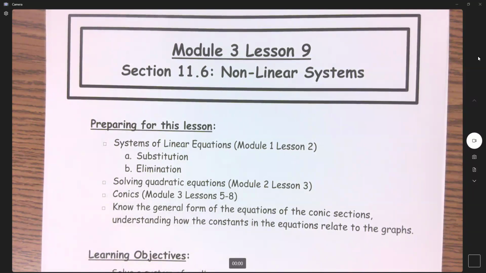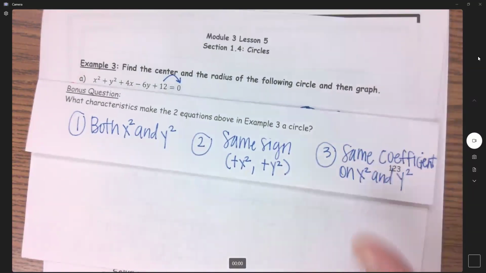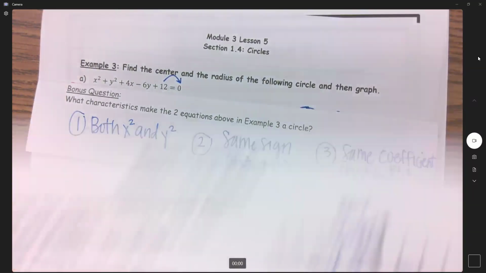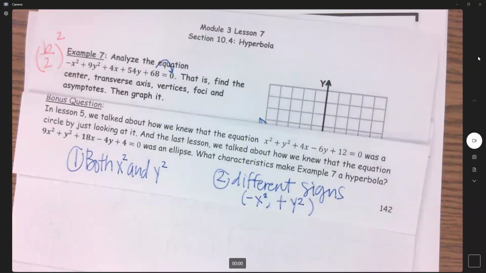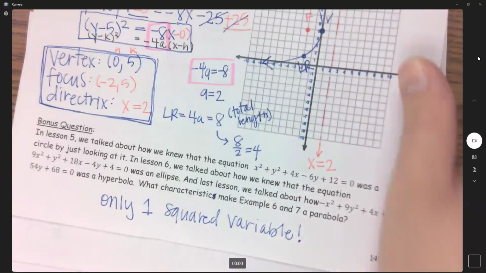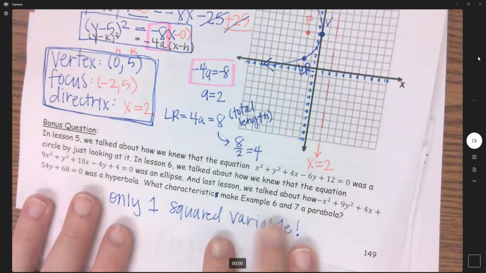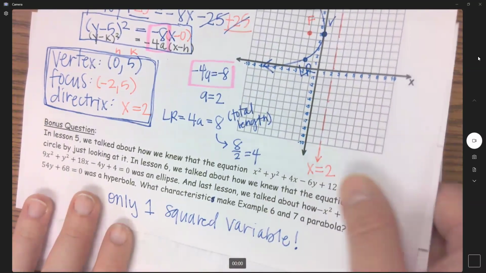In every lesson, we ended with: how do we know this is a circle? How do we know this is an ellipse? How do we know that this is a hyperbola? How do we know that this is a parabola? We need this information in today's lesson.